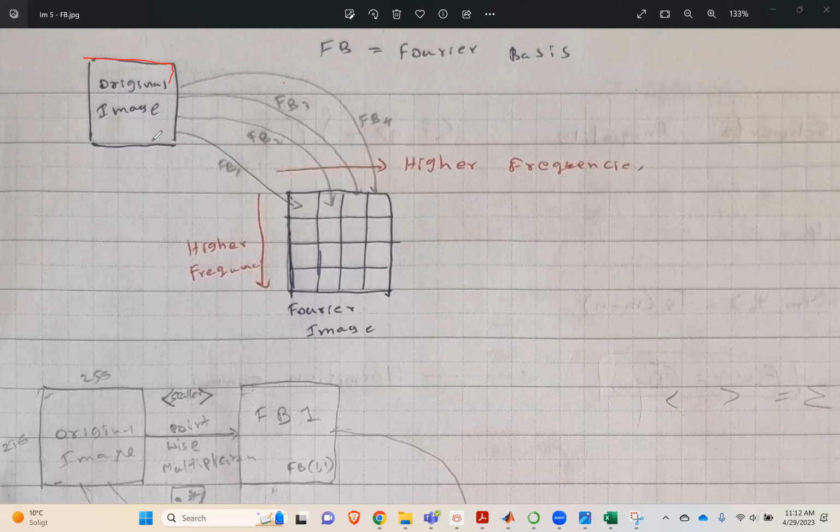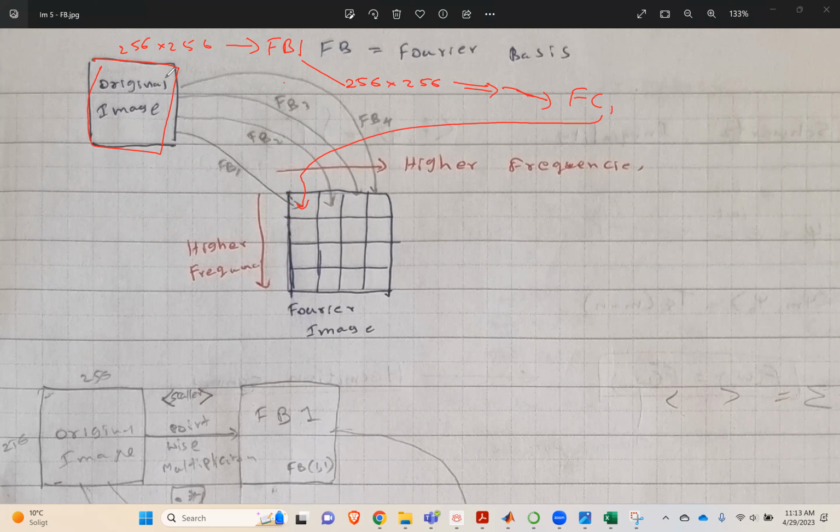So the original image, let's say the size of the original image is 256 into 256. So you will multiply it with the first Fourier basis 1, that is also size 256 into 256. Then the resulting value is the Fourier coefficient 1. So you will save it in here, the first pixel.